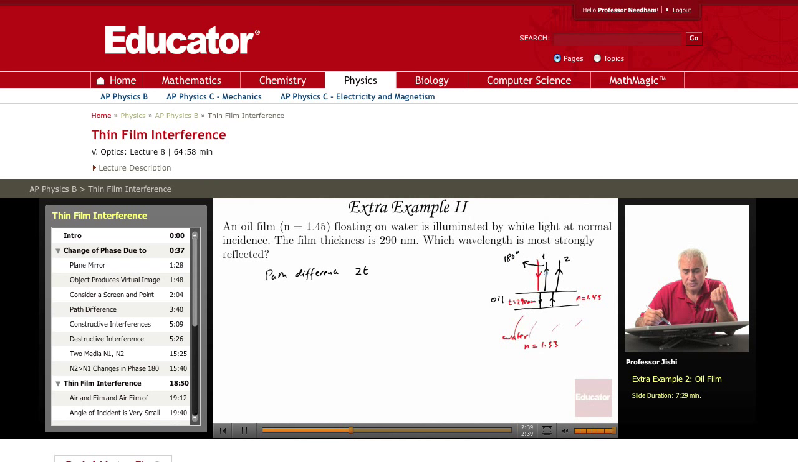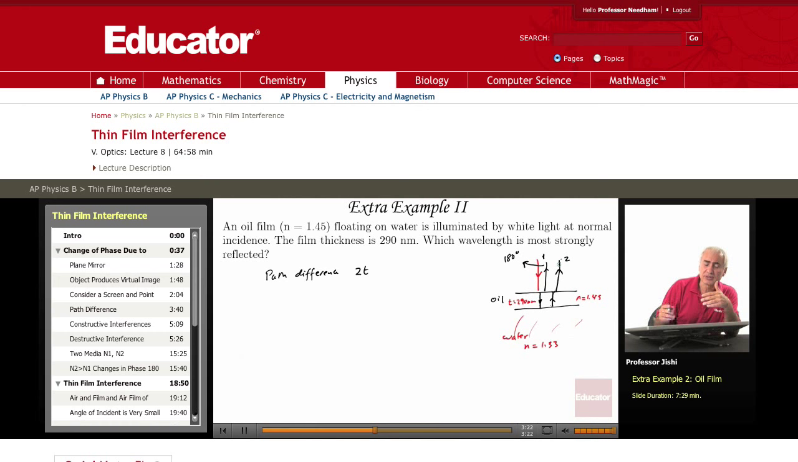But wave two travels inside, no reflection. Then it undergoes a reflection, but the reflection it undergoes now is oil, water, and oil has a larger index of refraction than water. Therefore, when it reflects on the surface, there is no change of phase. So wave number two does not undergo a change of phase of 180, but wave one does undergo a change of phase of 180. So it's as if it has traveled an extra lambda over two.